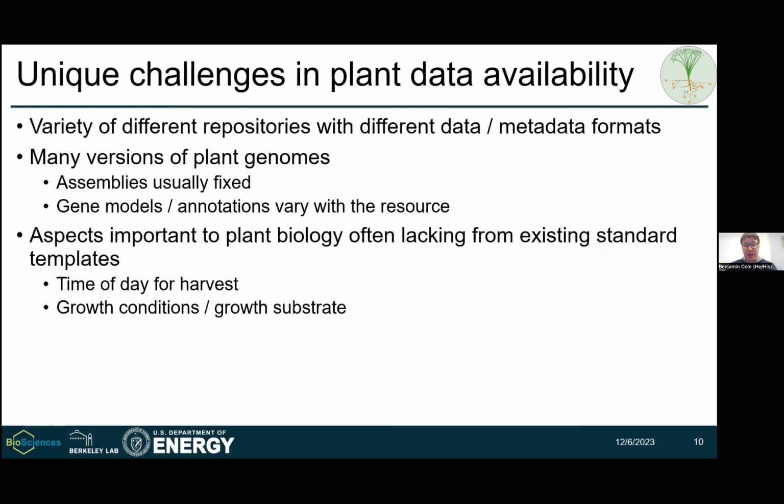So I think some unique challenges in plants. I guess a challenge overall is there are a variety of different repositories with different metadata and data formats. So this can make it challenging for meta-analyses, for example. In the plant community, there's also a lot of different versions of the same plant genome.